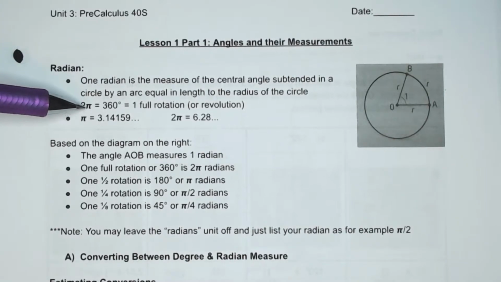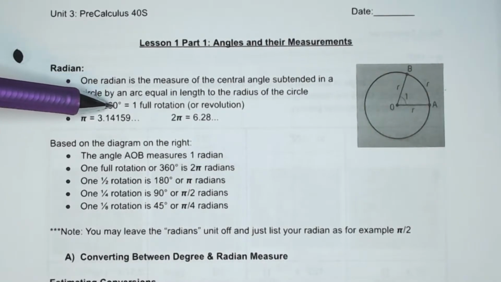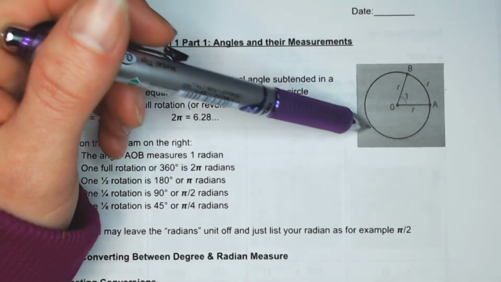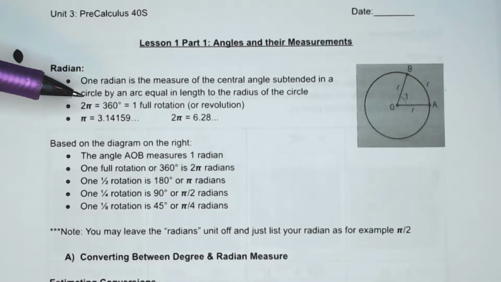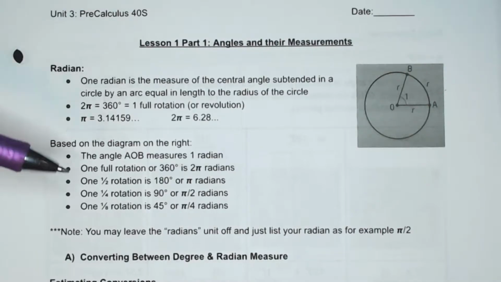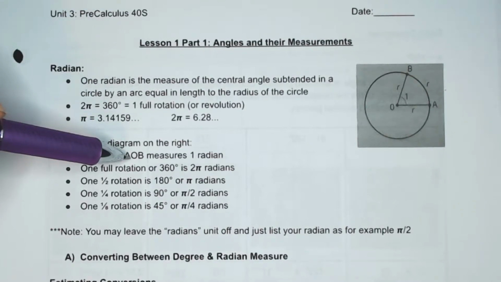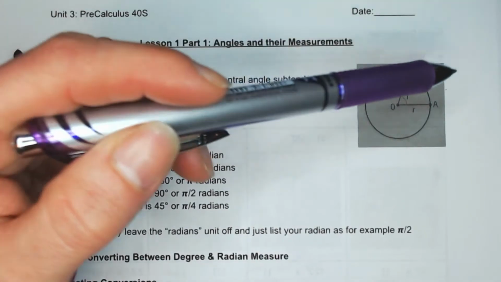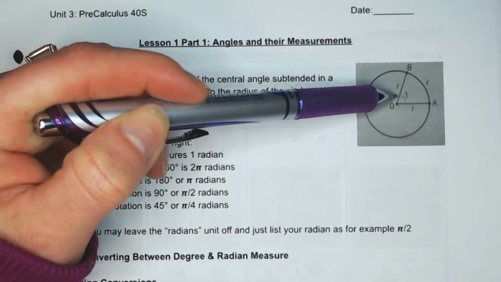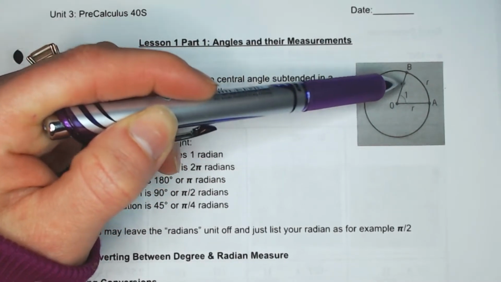Now, we know that 360 degrees is equal to 2 pi, or 1 full rotation around the circle from the origin, or standard position. We also know that pi is equal to 3.14159, often to infinity, and 2 pi is approximately equal to 6.28. So based on the diagram on the right, if you haven't read angles in a long time, just remember that the middle letter is the vertex of the angle. So we would trace it like this: A, O, B. The angle exists here, okay?